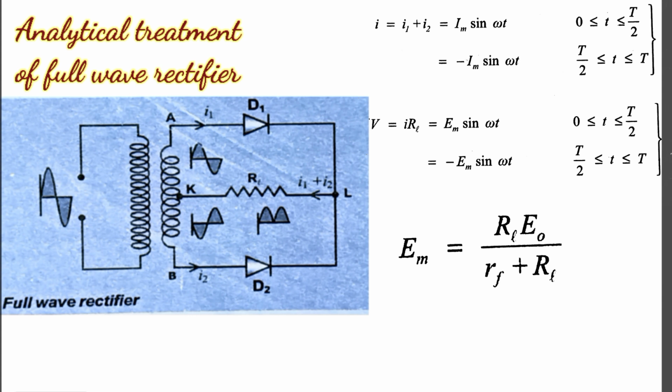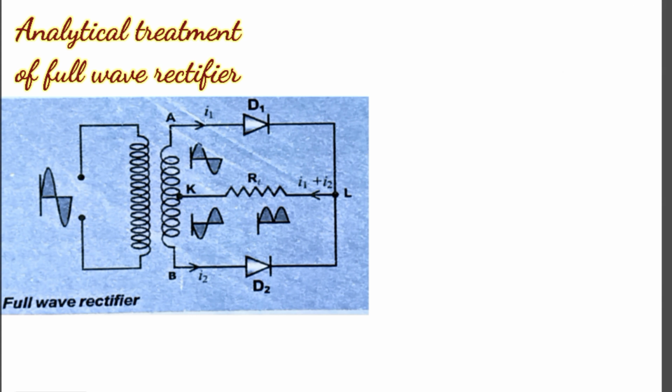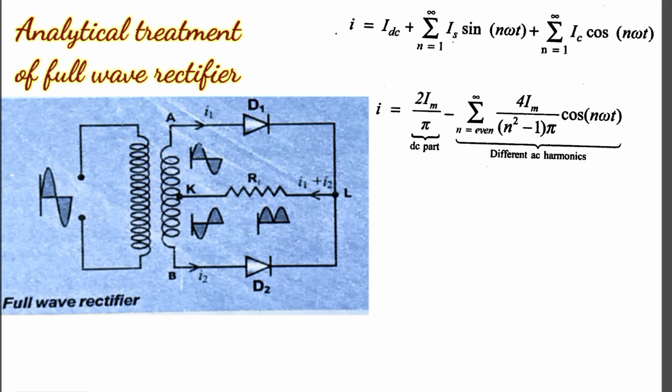The output of the full wave rectifier is continuous but fluctuating DC. The fluctuating DC consists of the sum of pure DC and AC of different harmonics. Hence, by using the Fourier series, the output current I can be written as I equals IDC plus the sum over n equals 1 to infinity of Is sin n omega t plus the sum over n equals 1 to infinity of Ic cos n omega t. By using the Fourier transforms, we may solve for the values of IDC, Is and Ic.